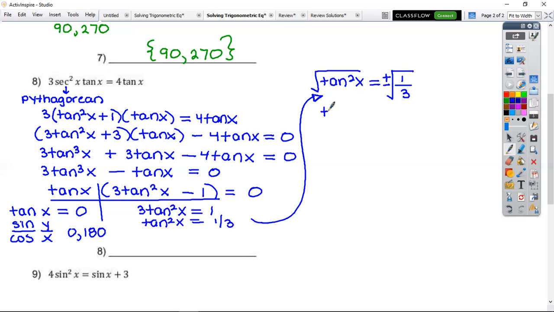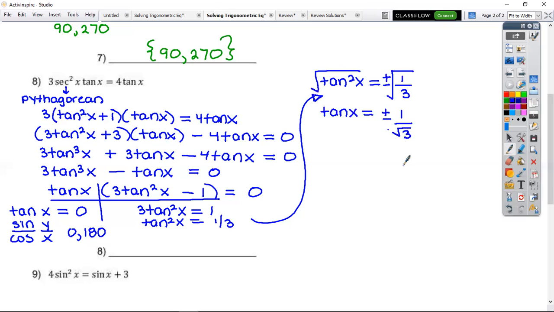So I have the tangent of x is equal to plus and minus the square root of 1, which is 1, over the square root of 3. I'm going to actually just leave it alone for a minute.